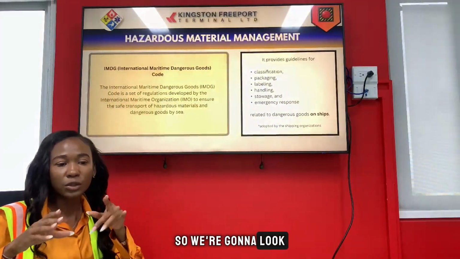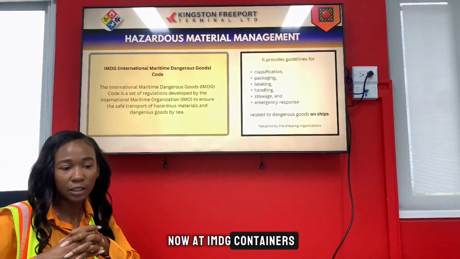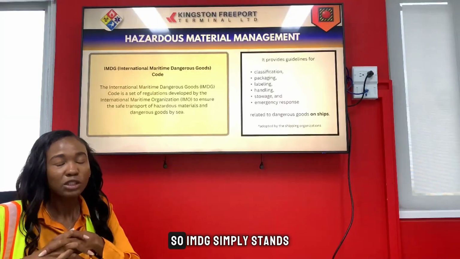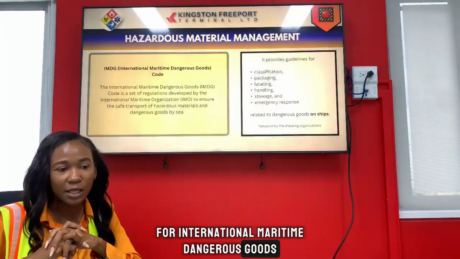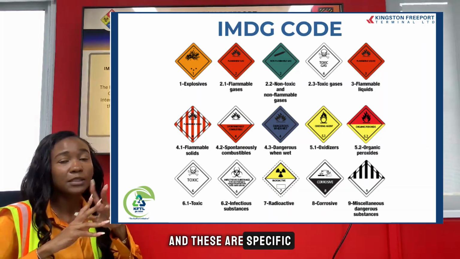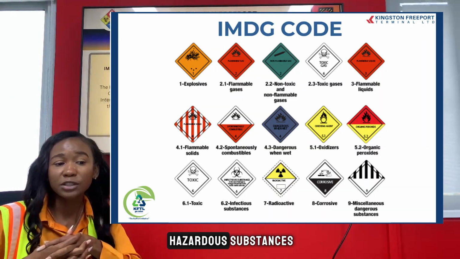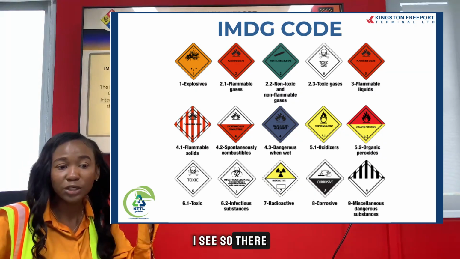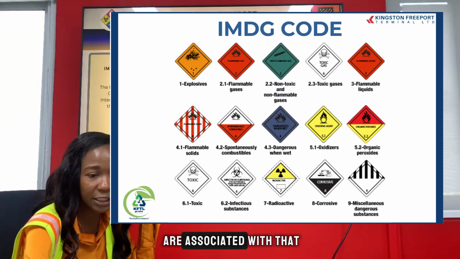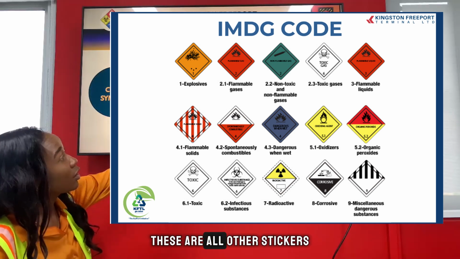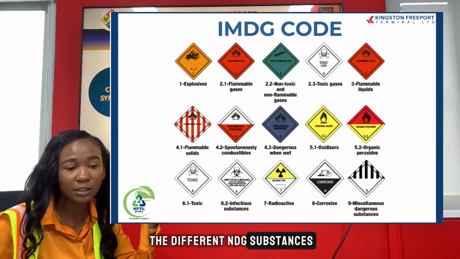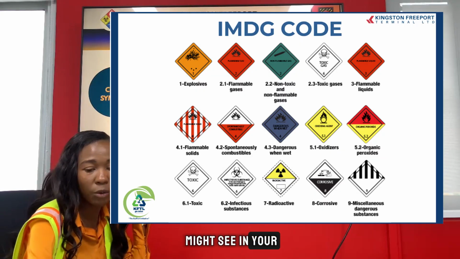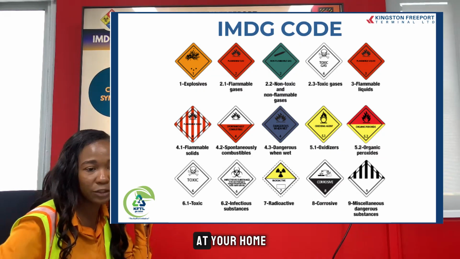We're going to look now at IMDG containers or IMDG substances. IMDG simply stands for International Maritime Dangerous Goods, and these are specific to the transportation of hazardous substances by sea. There are different guidelines associated with that. These are all the stickers that are associated with the different IMDG substances. Some of these you might see in your workspaces, some you might see at your home.